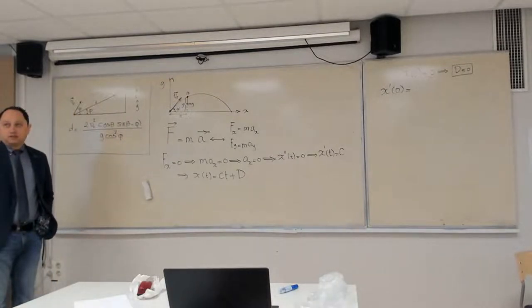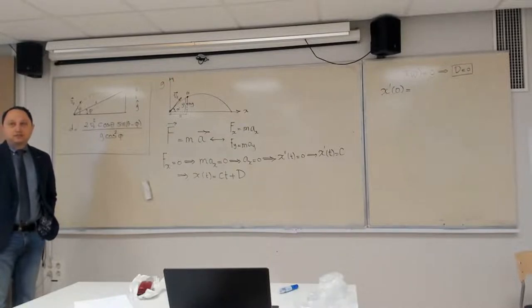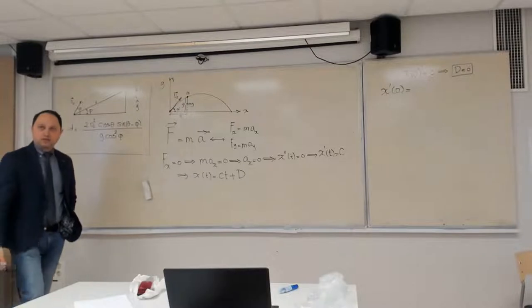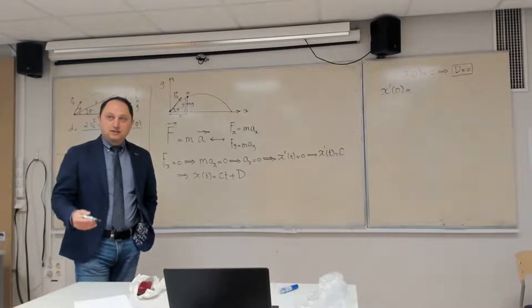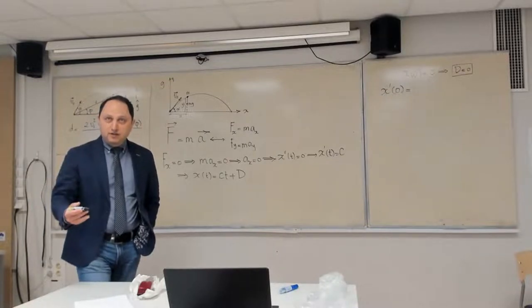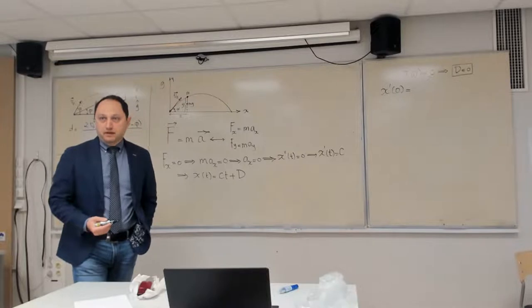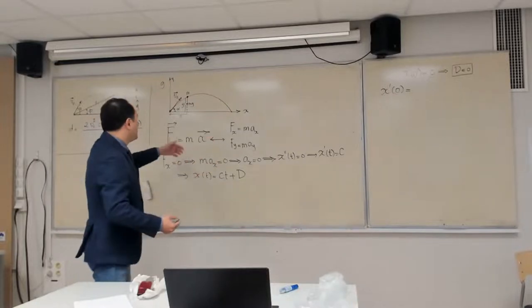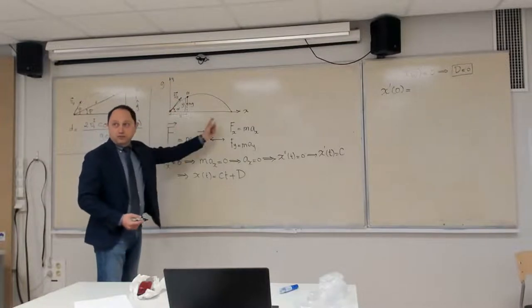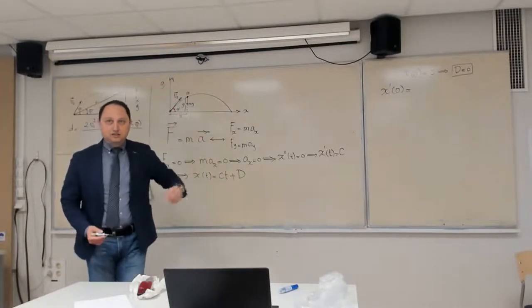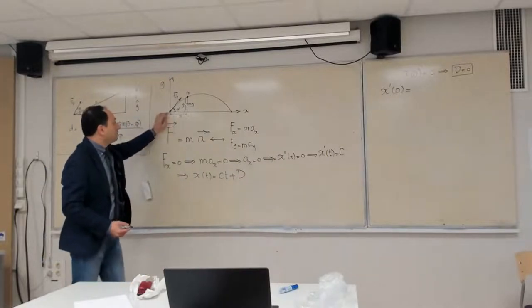Yes? A constant. No. What is the meaning of x prime of zero? Tell me physically. What is the meaning of x prime zero? Velocity. The x component of the velocity at the initial time, because this is the x derivative. So it is not giving you the vector velocity, it is just giving you the x component of the velocity at the initial time. But can you tell me what is the x component of the initial velocity?